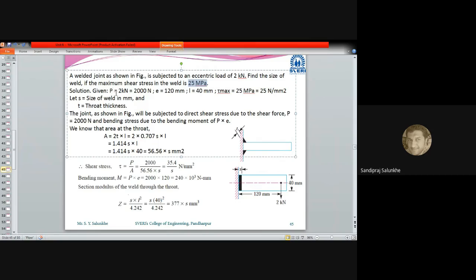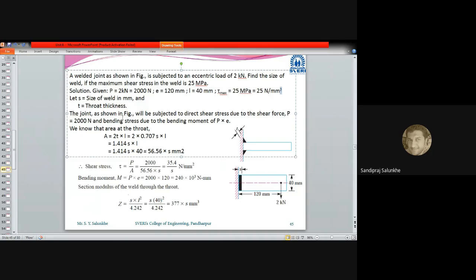Now P has been given as 2 kilonewton, that is 2000 newton. Eccentricity distance E is given as 120 millimeter. L, that is the length of that plate or weld, is given as 40 millimeter. Tau max, that is the allowable maximum shear stress, is given as 25 megapascal, that is 25 newton per millimeter square.